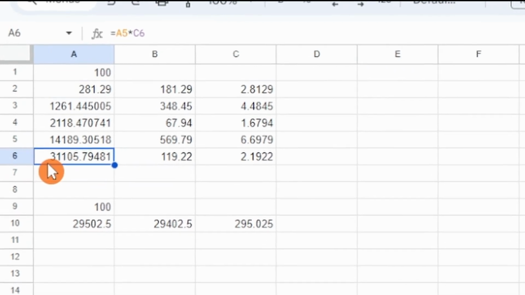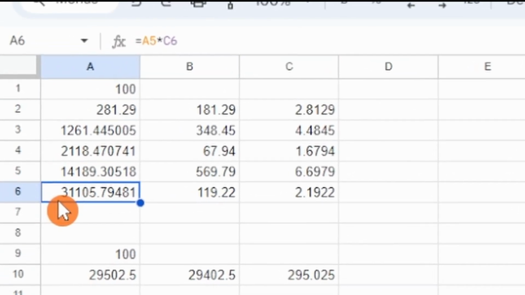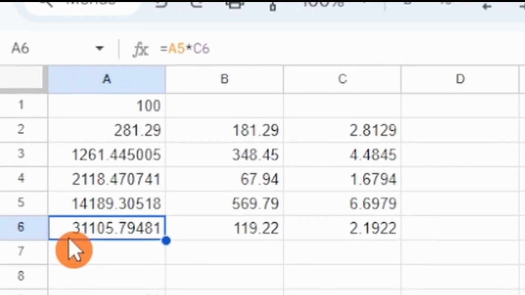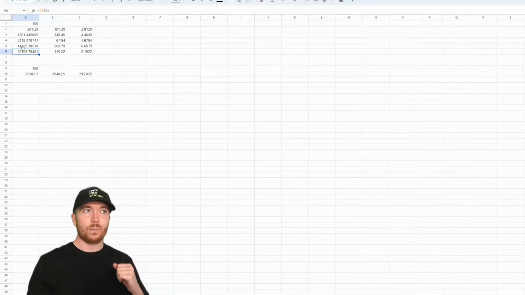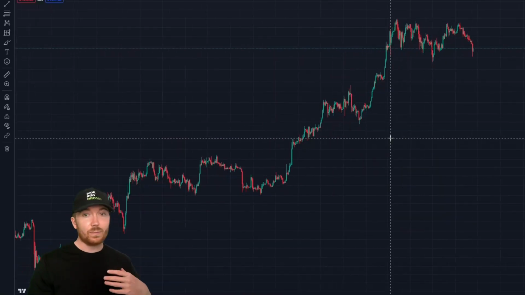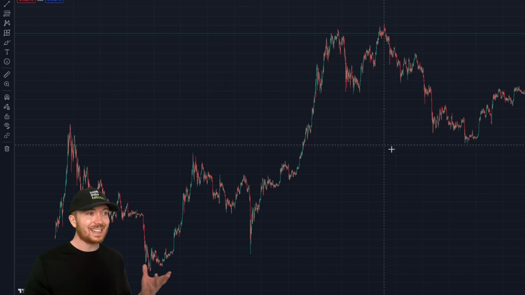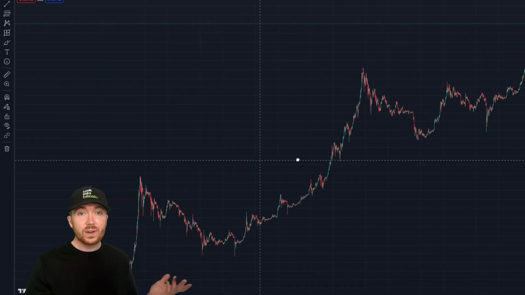So over the course of these 5 signals, we've seen 31,105% returns from this strategy. Then, like I said, since buying at $236 all them years ago, you wouldn't have performed better than this.